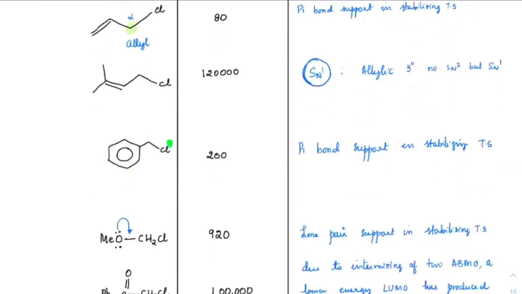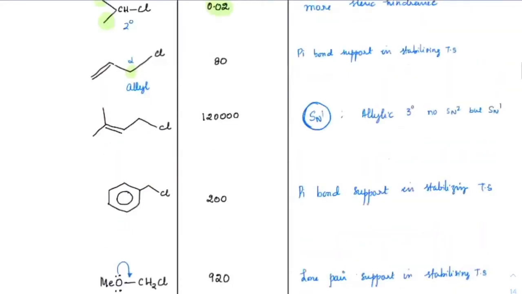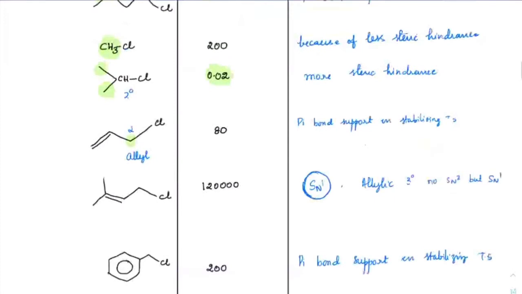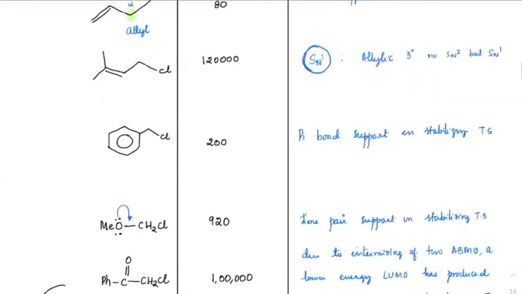Next, in case you have a benzyl group, similar to allyl, here also this benzyl pi cloud will help the transition state get stabilized and its rate has increased drastically. Observe one thing carefully, that CH3Cl, methyl chloride, and benzyl chloride have almost the same rate. Next, if there is any lone pair carrying group at the alpha position, then also it will increase the stability of the transition state, and you can see the rate has drastically increased.